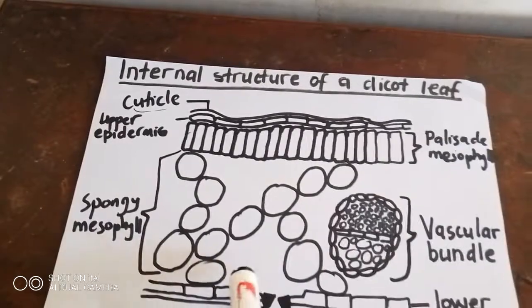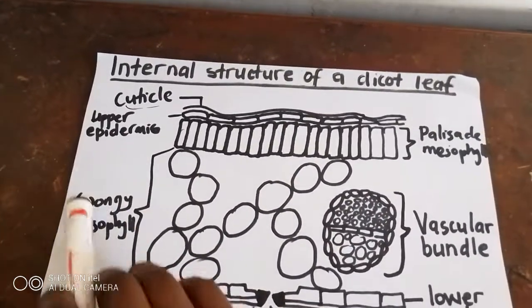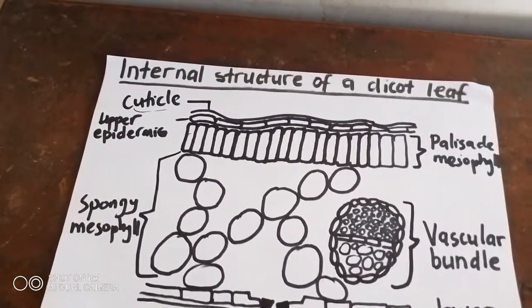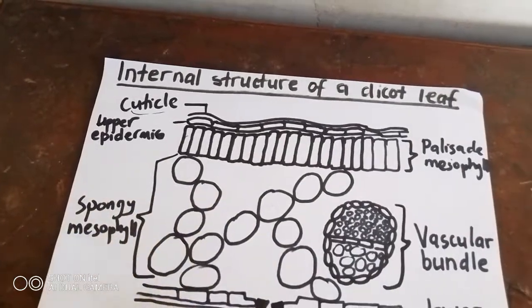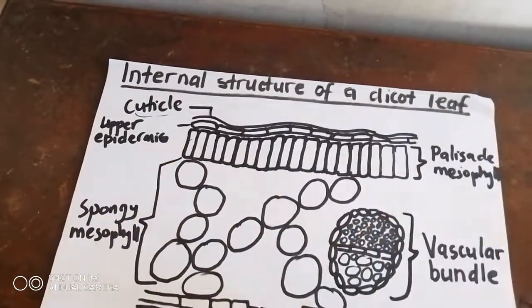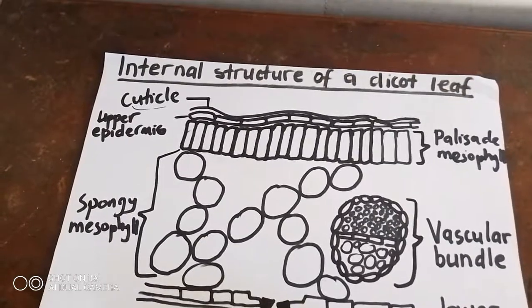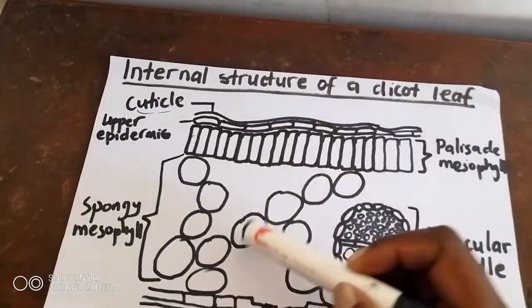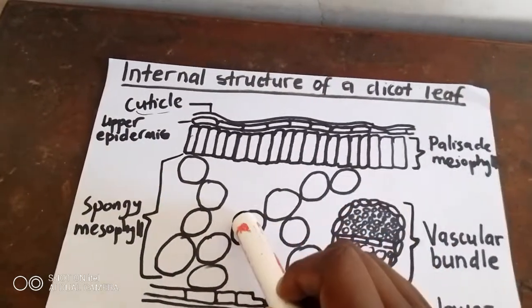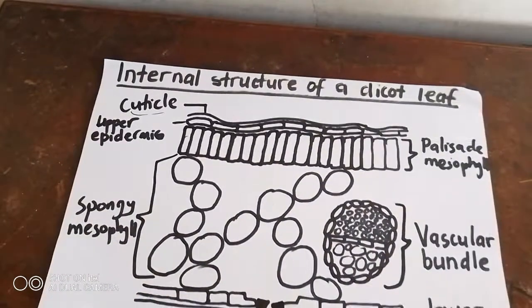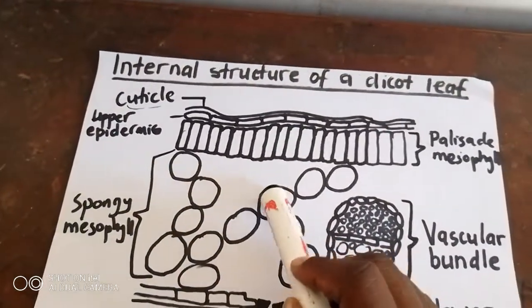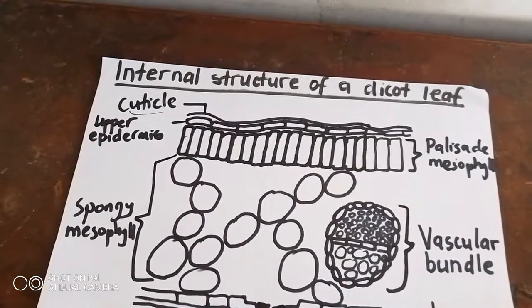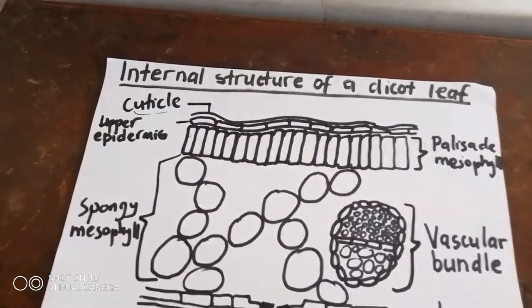They are loosely packed. So the function of the spongy mesophyll is that the air spaces between cells allow for gaseous exchange during the process of photosynthesis, with carbon dioxide moving to the cells as a reactant, and also oxygen moving from the cells as a byproduct.